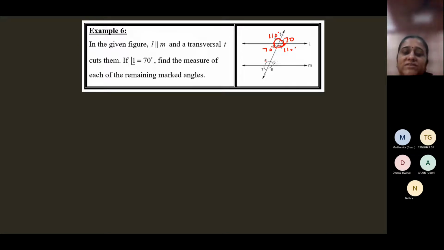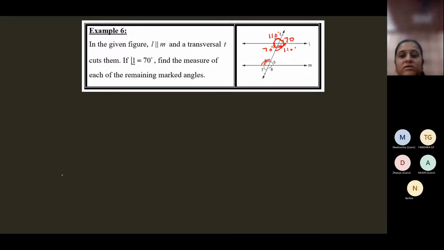What's the measure of angle 6? 110, ma'am. We can say as linear pair and also corresponding angles to angle 2, ma'am. Correct. You can say corresponding angles, angle 2 is equal to angle 6. Corresponding angles are equal. Or you can say angle 4 is equal to angle 6, alternate interior angles are equal.